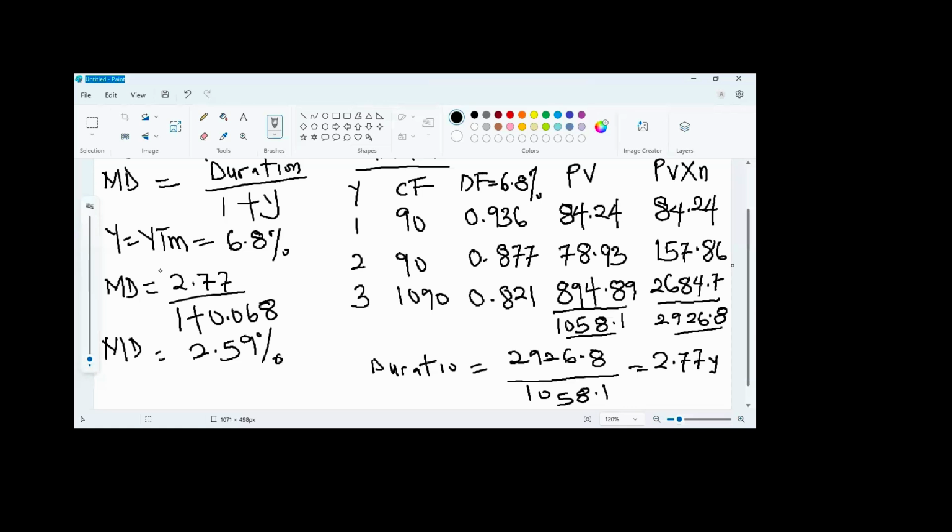Examiner says estimate the modified duration, then explain the meaning of modified duration. Also, tell us the limitation of this modified duration. So we have answered the first part. We have computed modified duration. We need to explain modified duration and the interpretation of what we have calculated. Let us go back to the question.